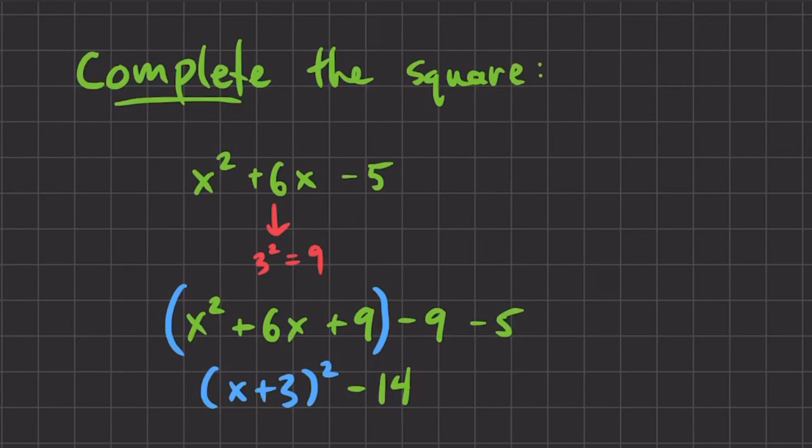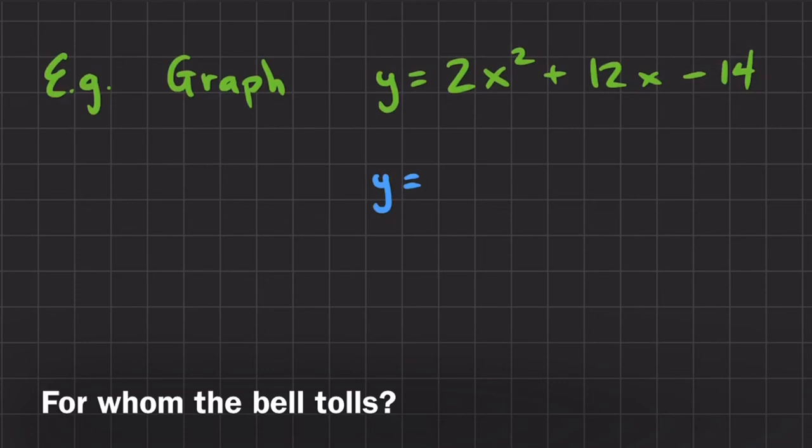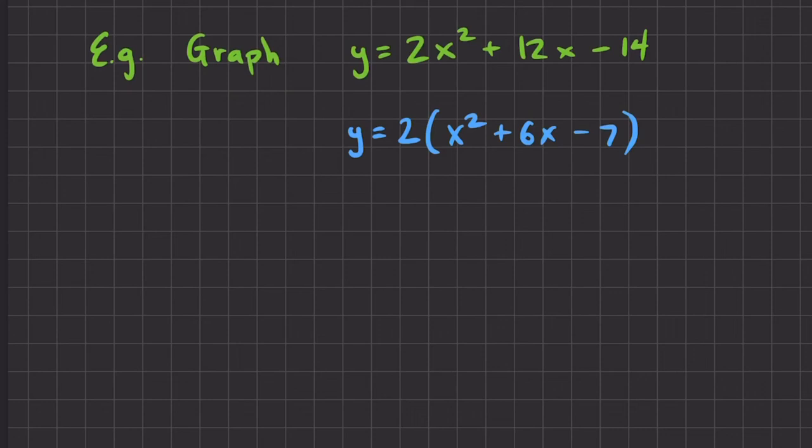So if we wanted to, we could graph this. Let's say that we were asked to graph this. And really what I want is just to find the vertex and the stretch, and that's really all I'm looking for. So the first thing I'm going to do is factor out that 2. So I'm going to get that y is 2 times x squared plus 6x minus 7. Then I'm going to complete the square. So this is equal to 2 times x squared plus 6x. Well, I'm going to divide 6 by 2 and then square it.